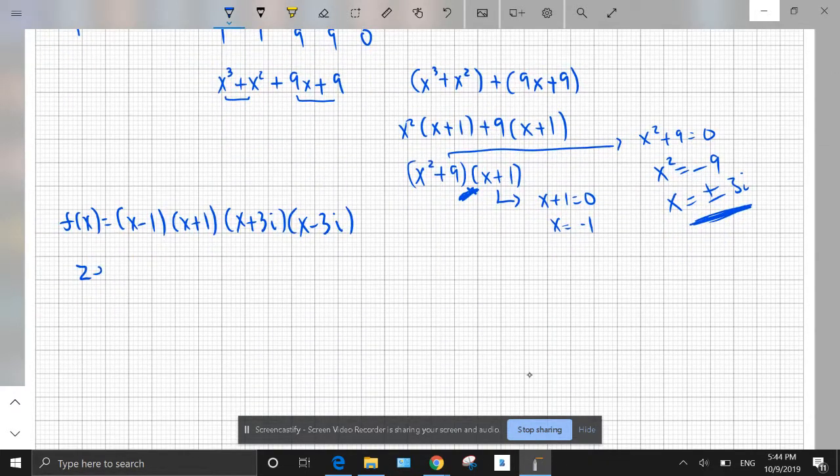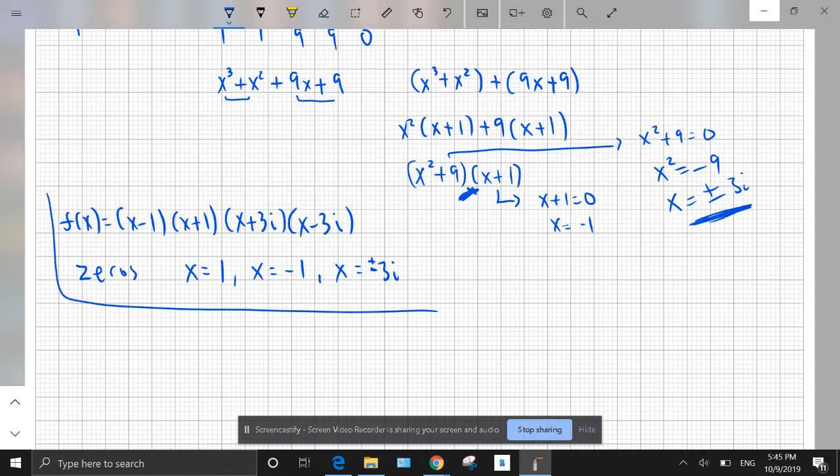And now for our zeros, we could say x is equal to, we look at our first factor, so that's going to be 1. Our second zero, x plus 1, so that's going to be negative 1. Our other ones, we'll put plus and minus 3i. So here are our zeros and our product of linear factors.